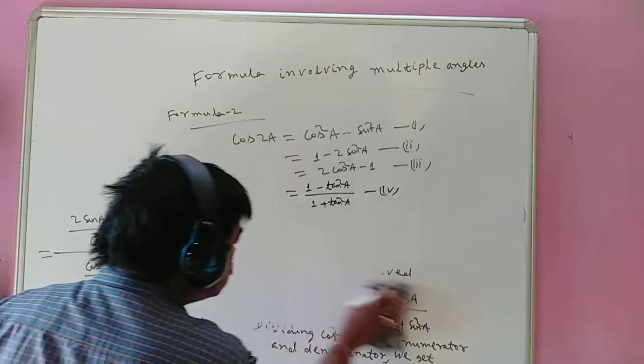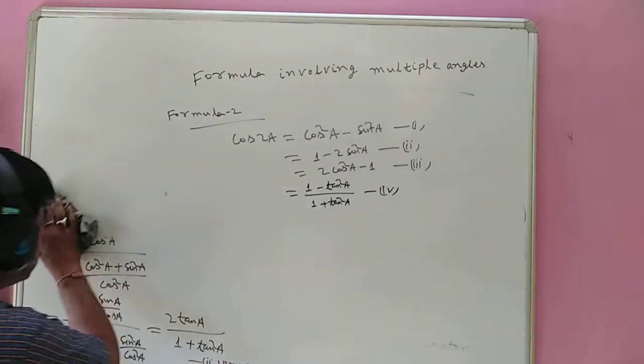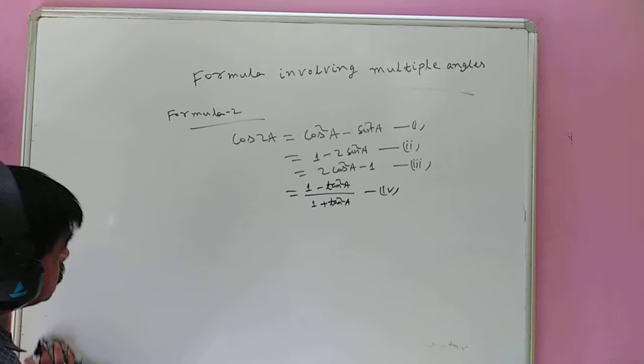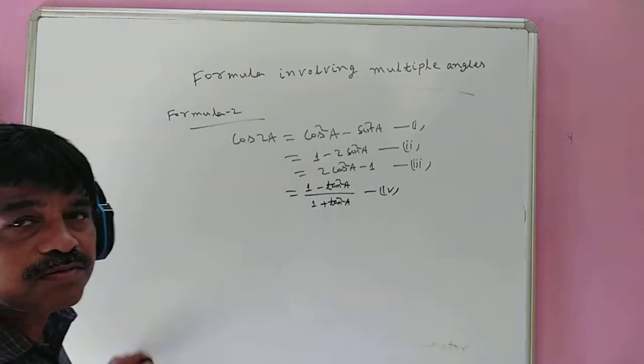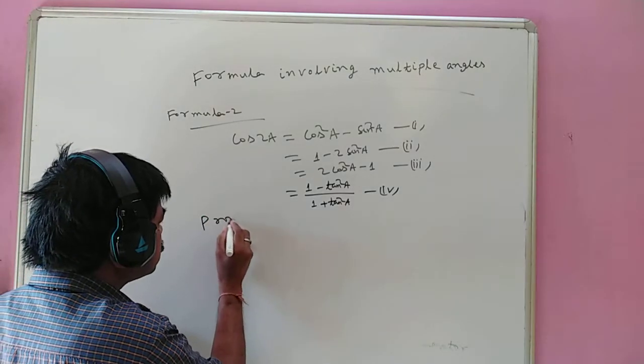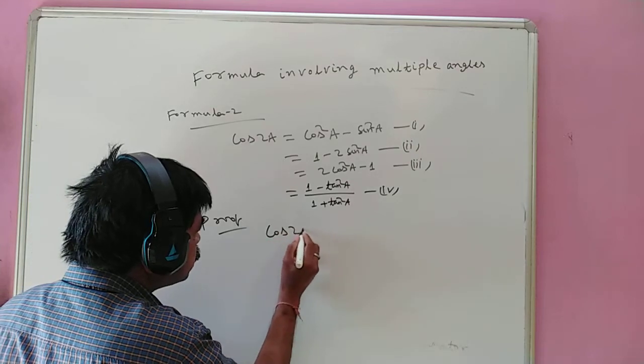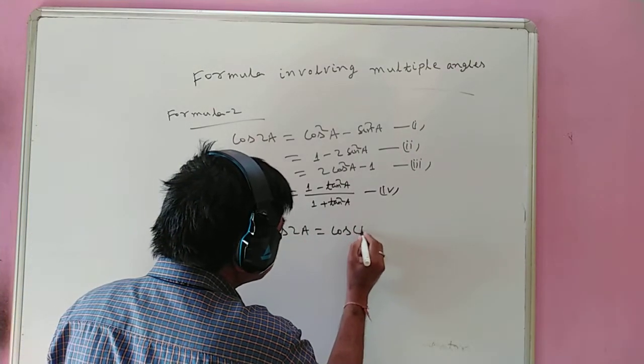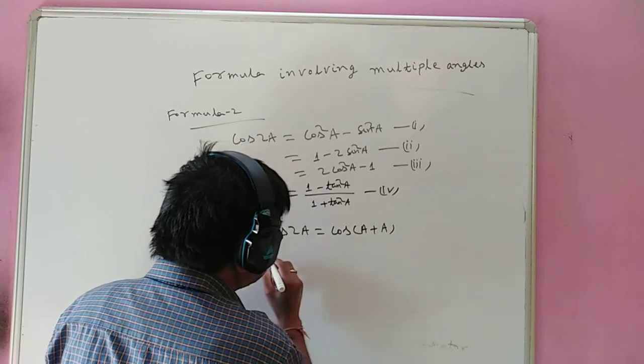Let us prove it. Just like the previous one, we prove it. So this 2a, you write a plus a. Then it will be cos a plus b form. Let us try to prove. That cos 2a you can write as cos a plus a. So now this is cos a plus b.